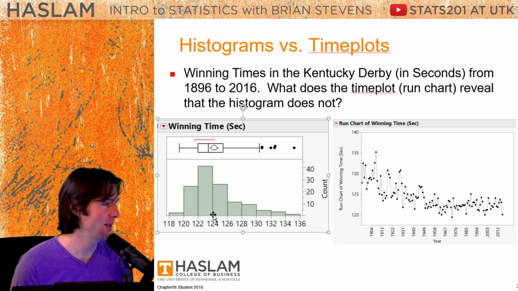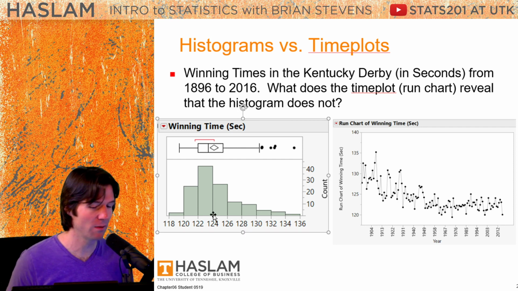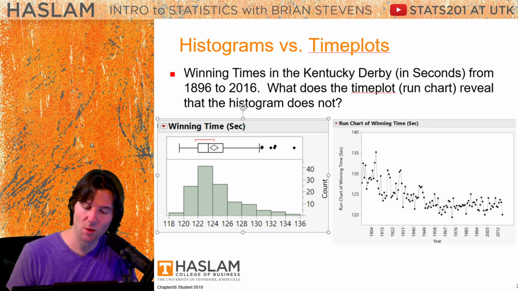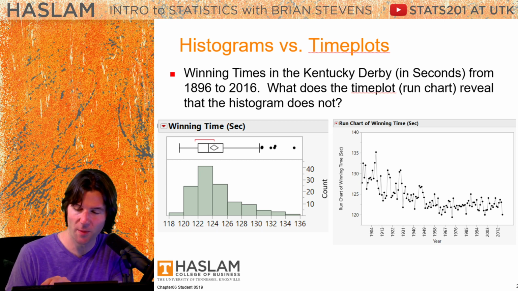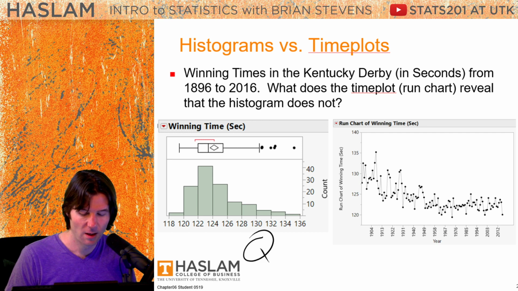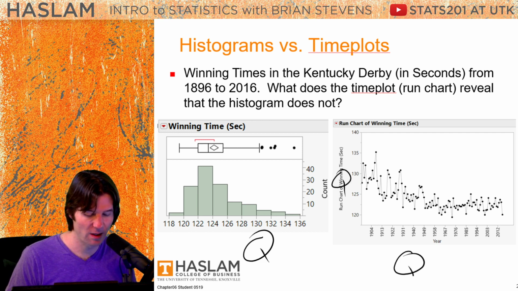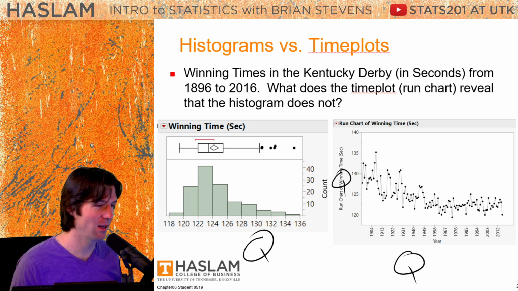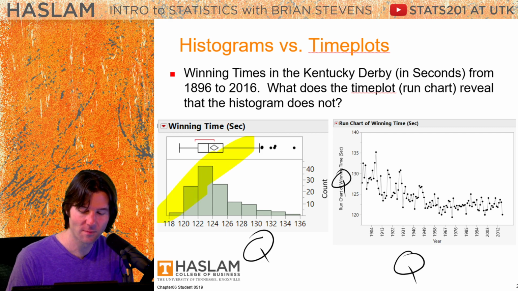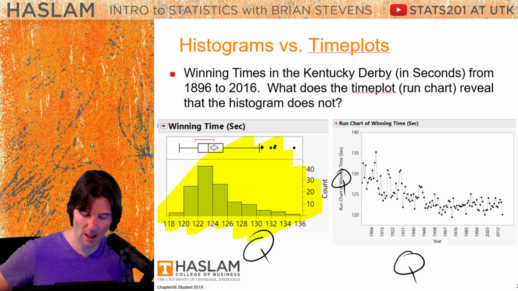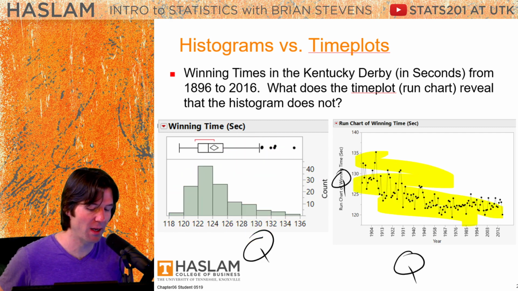Histograms are univariate quantitative. So a histogram is a univariate quantitative display, and this is bivariate quantitative. So a histogram is only univariate, and a scatter plot is bivariate.